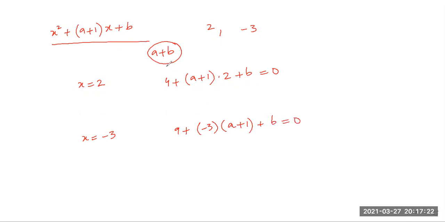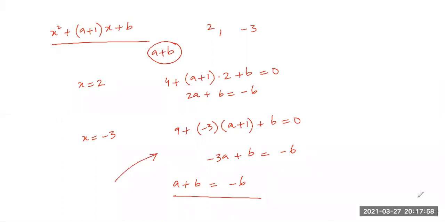This will help me to find out the value for a plus b. From here I will get 2a plus b is equal to minus 6, and from here I will get minus 3a plus b is equal to minus 6, right? If I solve it, I will get a plus b is equal to minus 6. So it's really interesting. Let's do some more numericals.